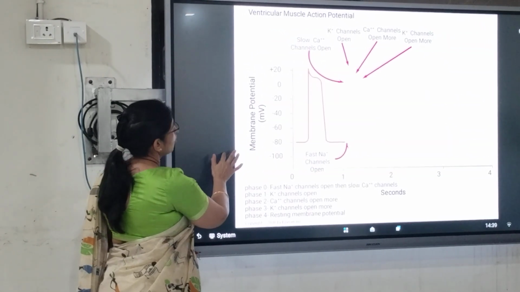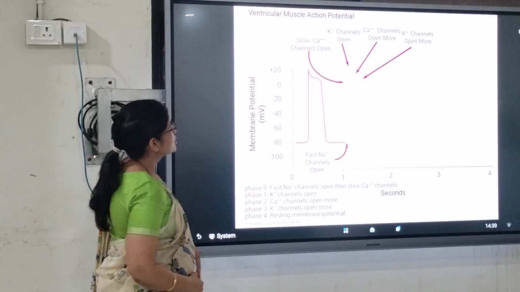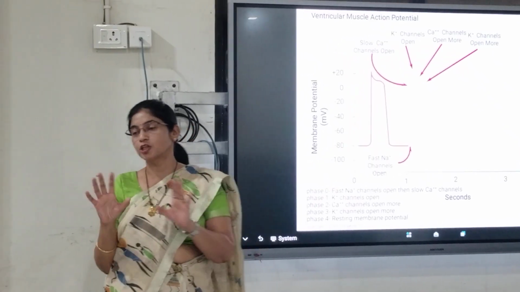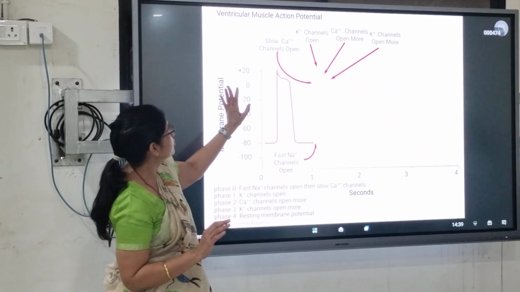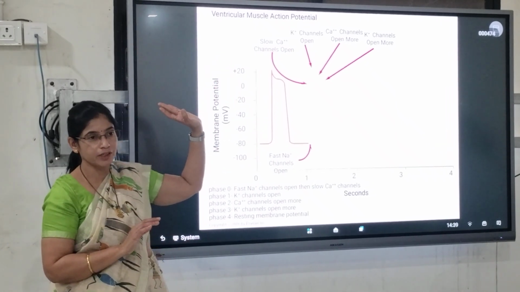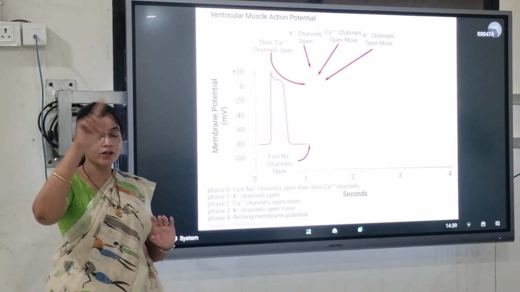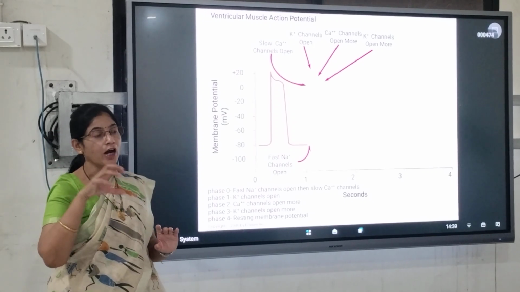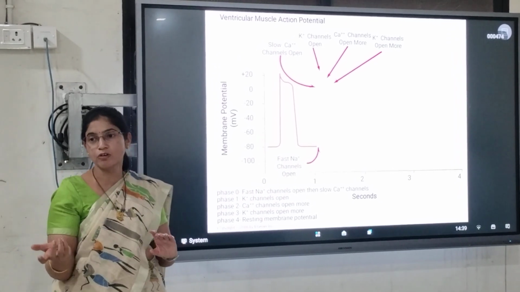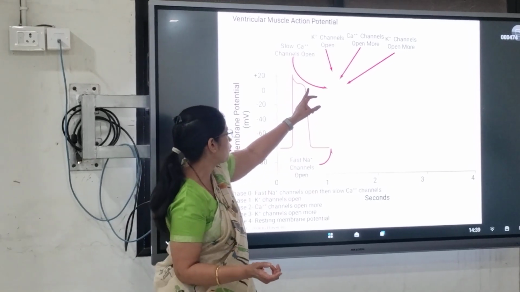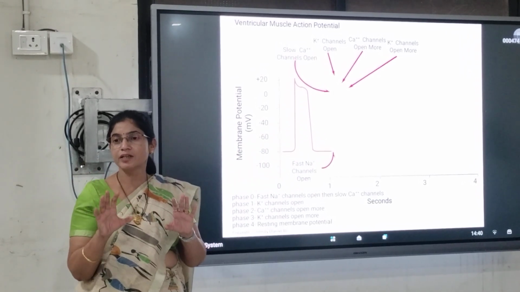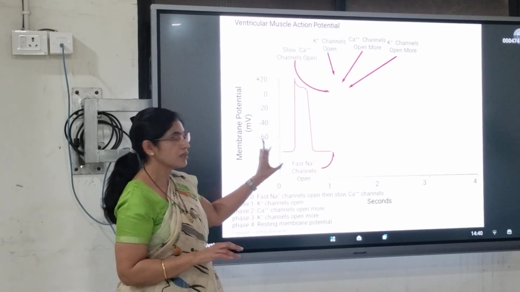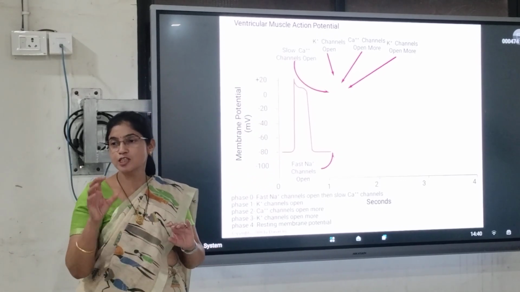So thus I have drawn here the different forms of the action potential. This is the ventricular muscle action potential. If you introduce electrodes and record the ionic events taking place inside the ventricular muscles, you will record such a graph. At the resting level, inside the cardiac muscle you will get minus 80 or minus 90 millivolt. That is the potential.